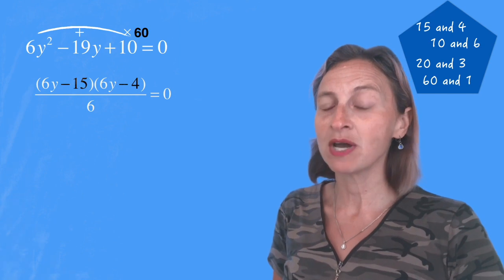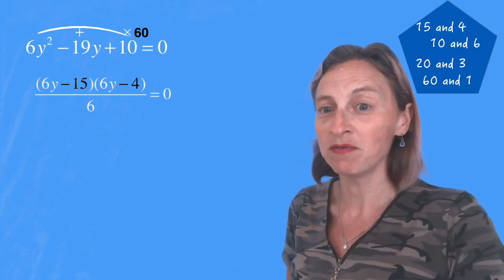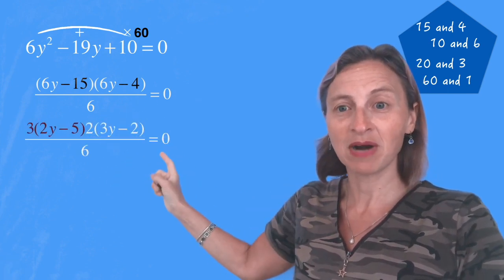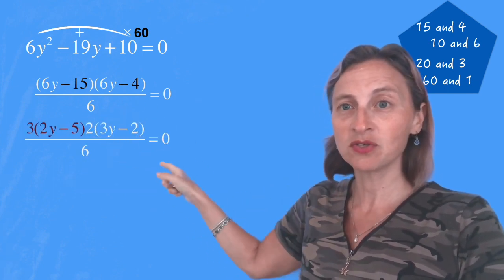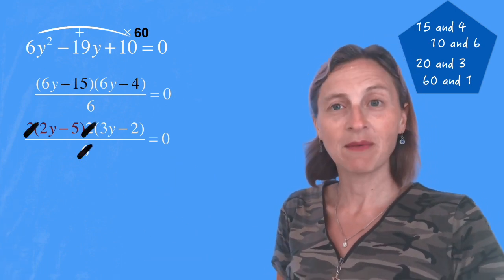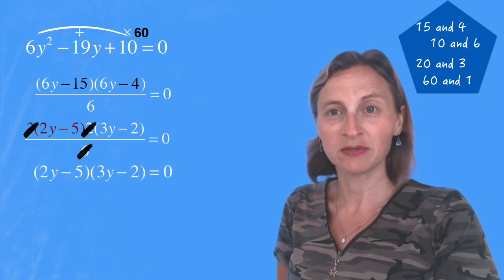I now need to factorise one or both of the brackets. This time it's more tricky because I need to factorise both of the brackets. I can take a 3 out of the first bracket and a 2 out of the second bracket. And then of course 3 times 2 gives me my 6 and they all cancel. And then I write down what's left. 2y minus 5, 3y minus 2 can equal 0.